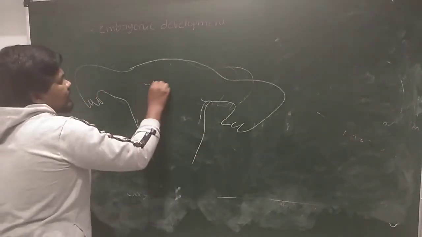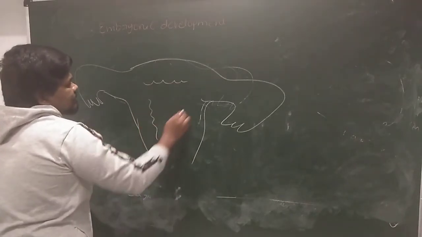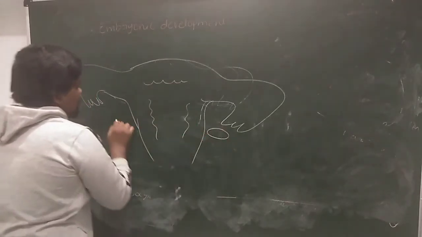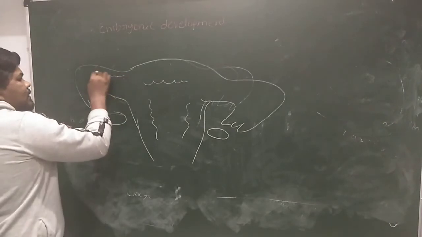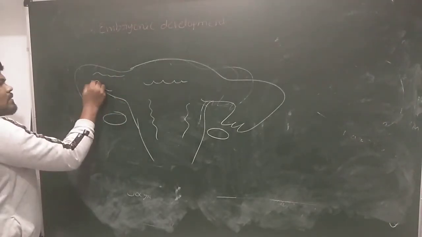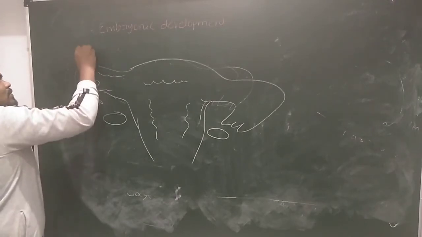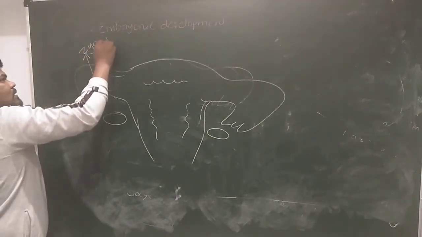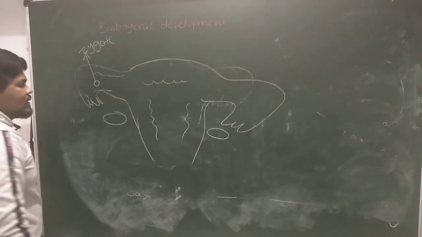This is the uterus. These are the ovaries. Next, if you see, fertilization occurs at the ampulla region. The fertilization leads to formation of the zygote. This is the zygote.